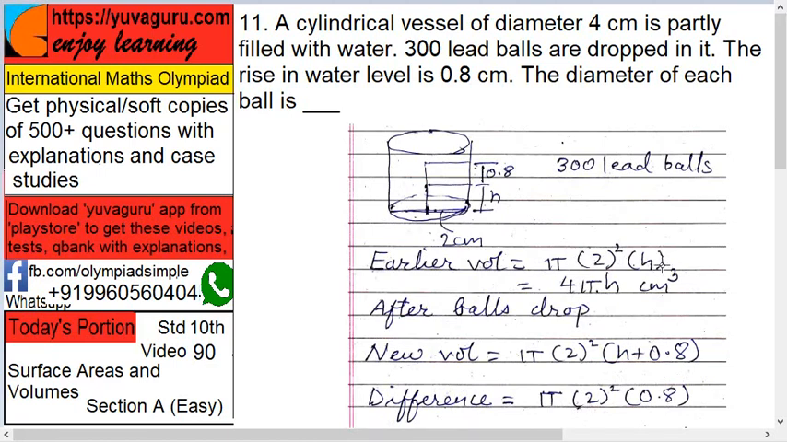Pi into 2 square into h, right? So 4 pi h. After the balls drop, what happens? The new volume equals pi into r square into h plus 0.8, right? H plus 0.8. Okay. So what is the difference?